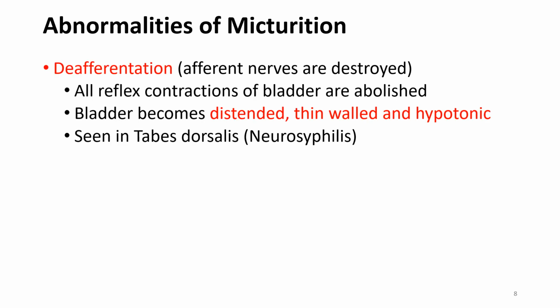Then write about the abnormalities of micturition. You can write about deafferentation, denervation and the effects of spinal cord injury. So what is deafferentation? It is a condition when the afferent nerves are destroyed. So all reflex contractions of the bladder are abolished and the bladder becomes distended, thin-walled and hypotonic. This is commonly seen in tabes dorsalis, which is a form of neurosyphilis.